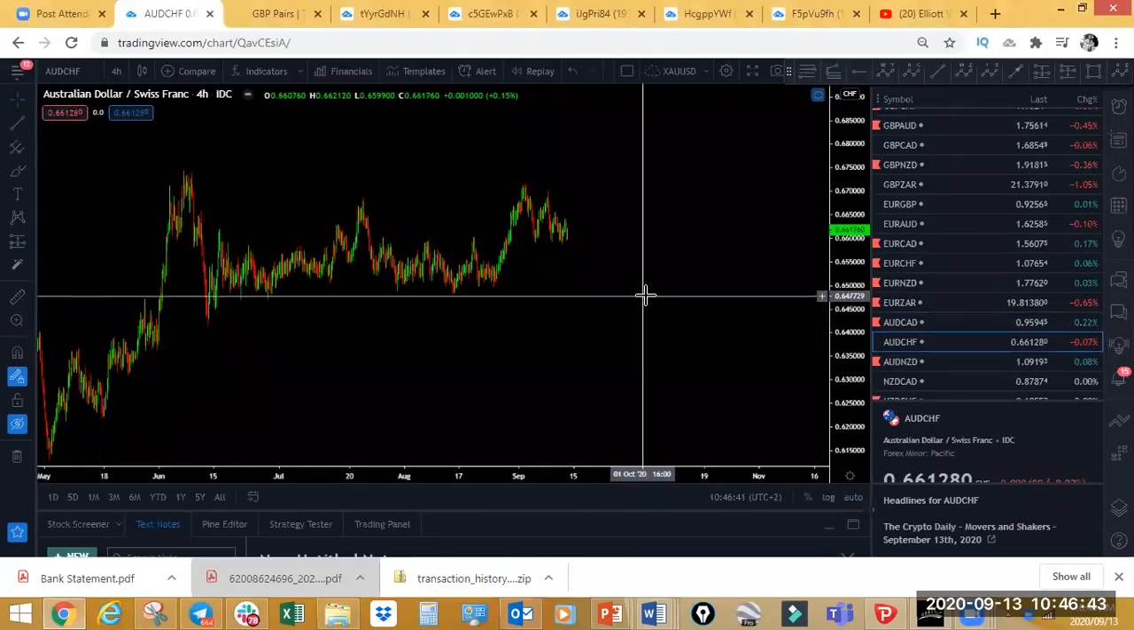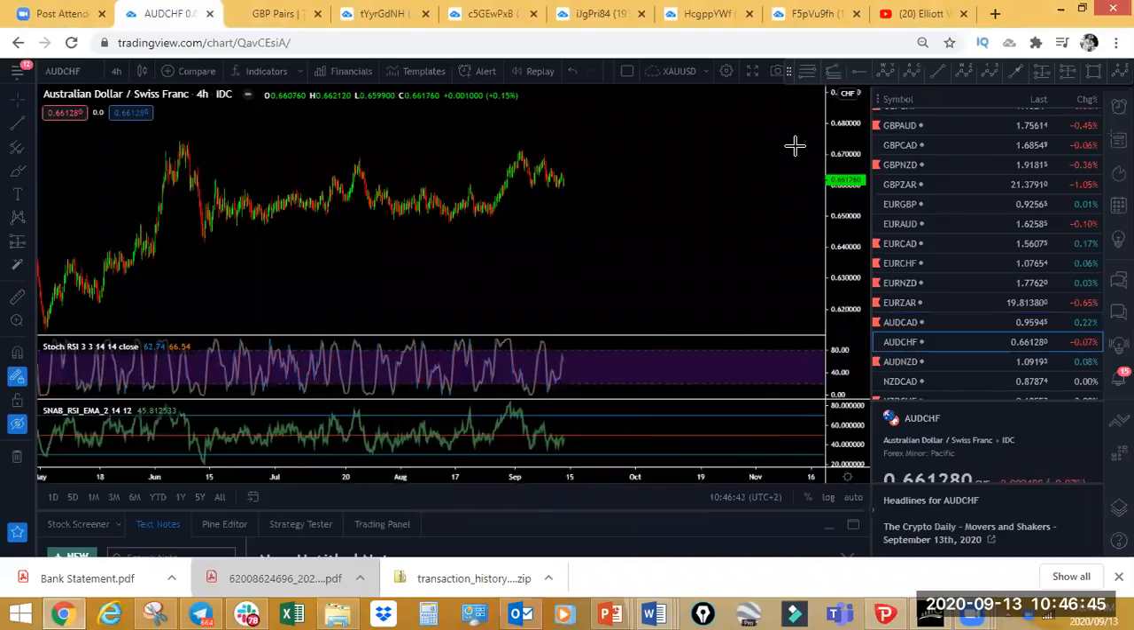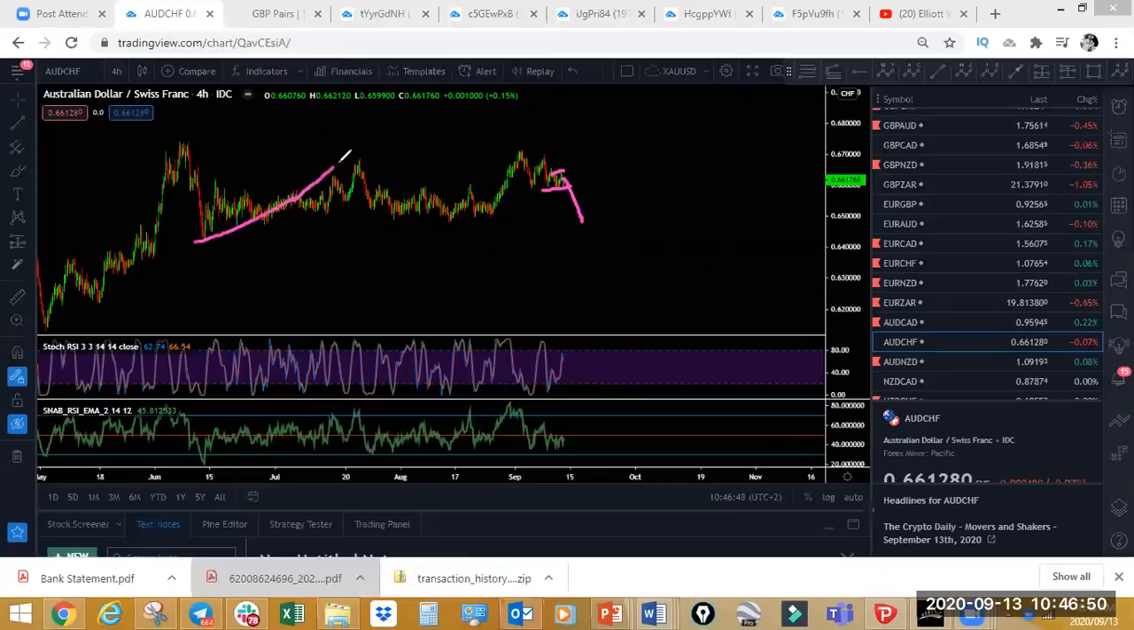AUDCHF, look for this one to continue lower. Look for this to continue lower. We've got these 3 waves up here.